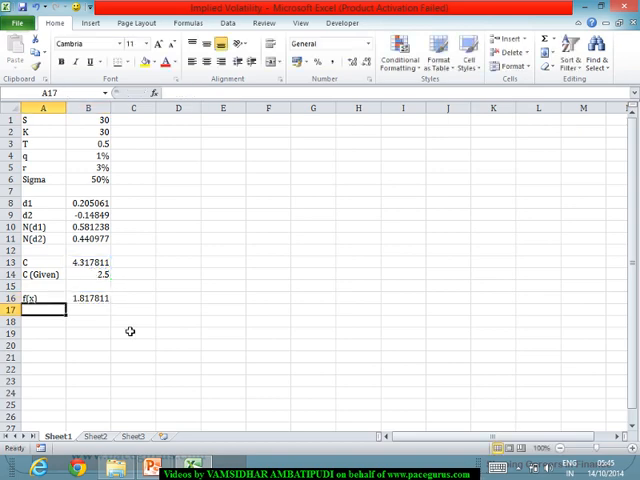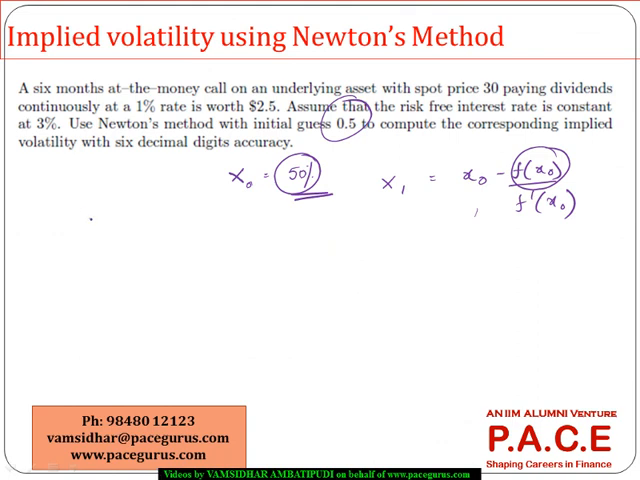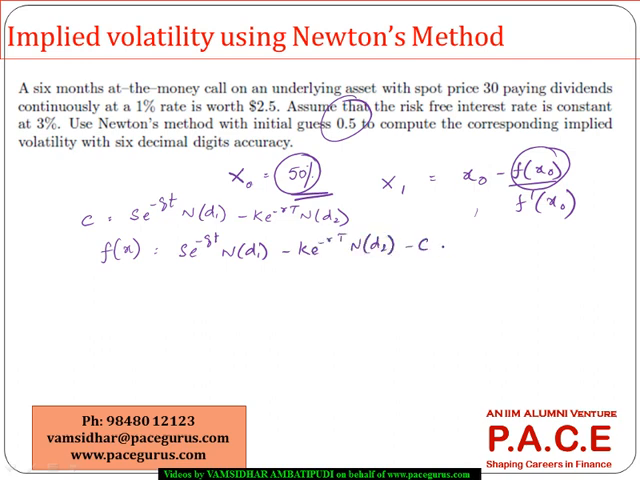I'll be taking that as f of x, because when we say the equation C is S e power minus qT N(d1) minus K e power minus rT N(d2), if I have to look at f of x as a solution for solving for sigma, I want S e power minus qT N(d1) minus K e power minus rT N(d2) minus C to be solved to 0. What is that particular sigma where this expression becomes 0 is what is very important to me. So that's the reason I take f of x with minus C.